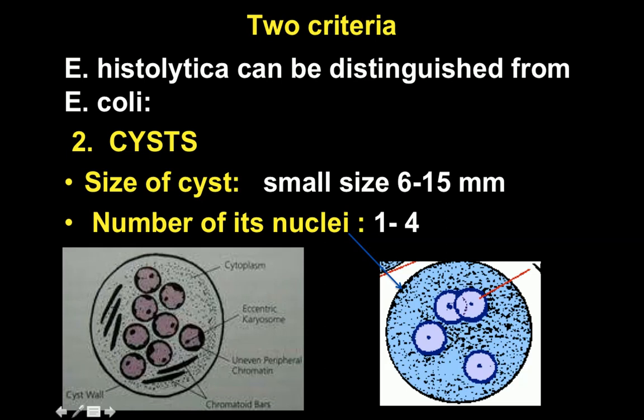Secondly, the number of nuclei. In this case, there are 4 nuclei with central karyosome. On the other hand, with Entamoeba coli, there are 8 nuclei, and you can see the karyosomes which are eccentric. So this is a very important feature, the number of nuclei, which helps us in differentiating between the two cysts.